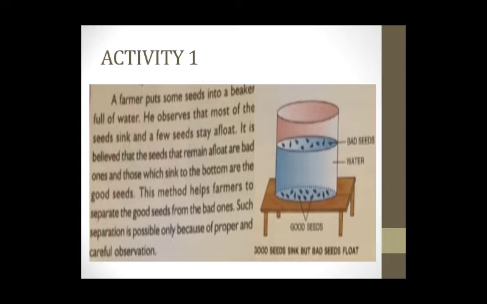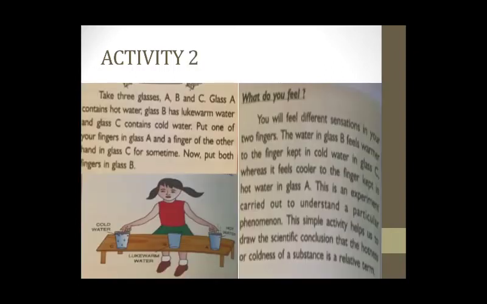So, just now, we have done one experiment, seen what has happened, that means observed things and drawn out a result. See one more activity. What you have to do here, take three glasses A, B, and C. Glass A contains hot water, glass B contains lukewarm water, and glass C contains cold water.